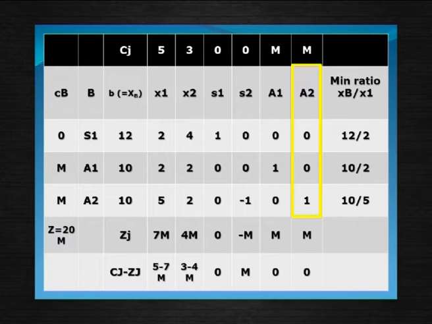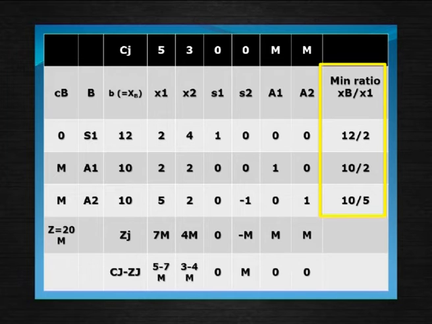Since the value C1 minus Z1, which is equal to 5 minus 7M, is the smallest value, therefore X1 becomes the entering variable. To decide which basic variable should leave the basis, the minimum ratio is calculated as 12 by 2, 10 by 2 and 10 by 5, which is nothing but XB by X1.